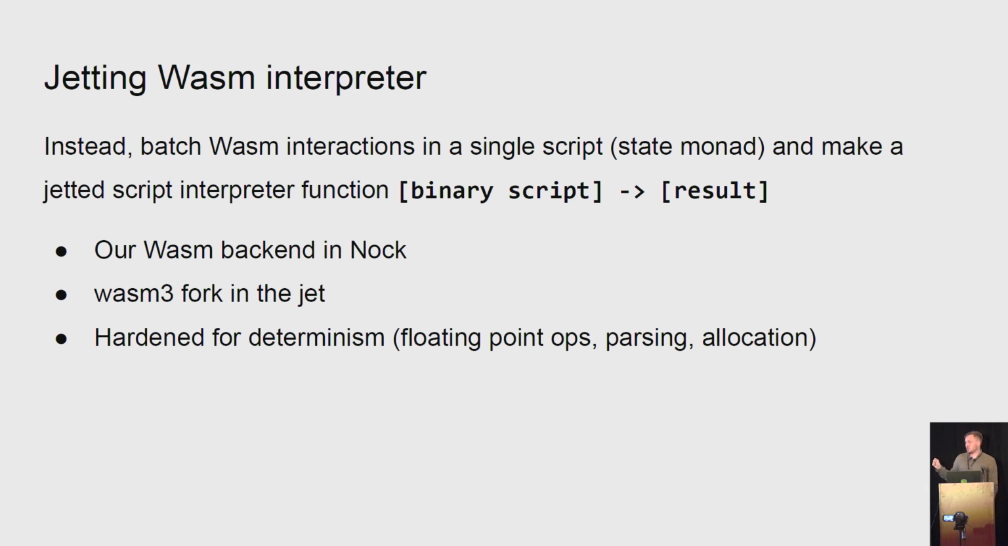When we write that interpreter function in Nock, well, we actually write it in Hoon and compile it to Nock, for its Wasm backend it will just use the Wasm interpreter that was built previously. But in the jet, it will use a much better, much faster interpreter, which in our case is a Wasm3 fork that we additionally hardened for determinism. Remember that Nock is precisely deterministic. Here, for example, I had to make floating point operations deterministic by using soft float.